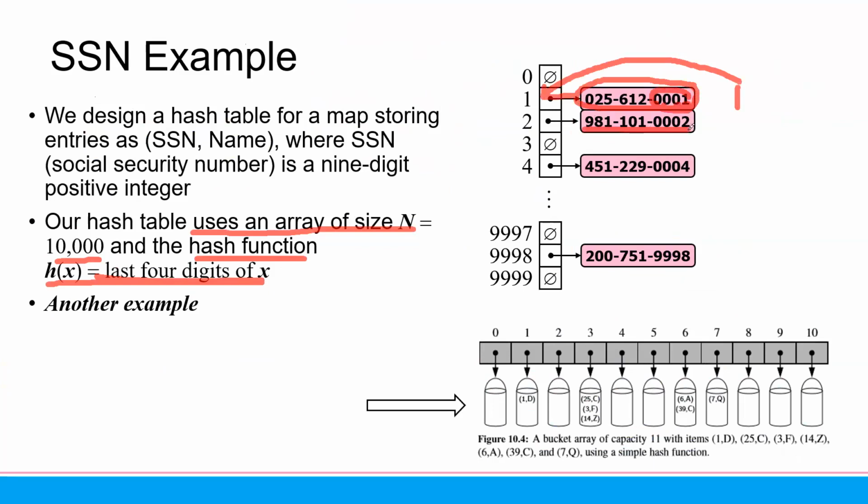We have another social security number. The last 4 digits are 0, 0, 0, 2. Because this number is 2, we will put it into index number 2. We have 0, 0, 0, 4. So the last 4 digits is 4, and we put it at index 4. If the last 4 digits are 9998, then we will put this one at index 9998, and this is the index to save this number.